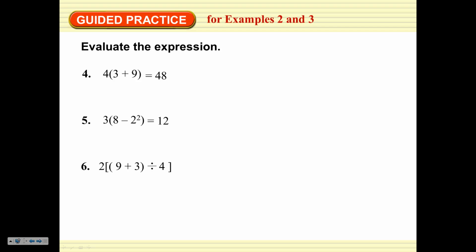And then for number 6, we have multiple grouping symbols. We have the brackets and we have the parentheses. So make sure you're doing what's inside these parentheses first. 9 plus 3 is 12. And then 12 divided by 4 becomes 3. And then my 2 times 3 equals 6. Okay, I hope that made sense to you. If not, of course, circle it and please bring that question to class.